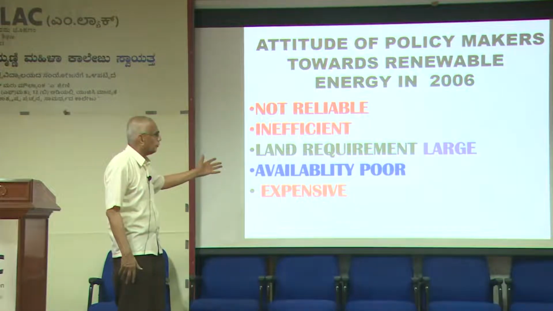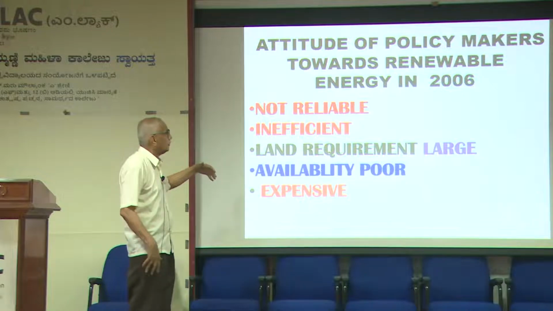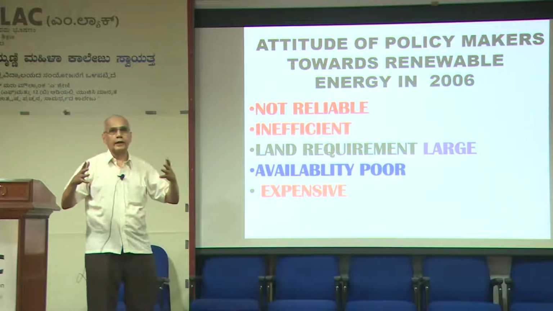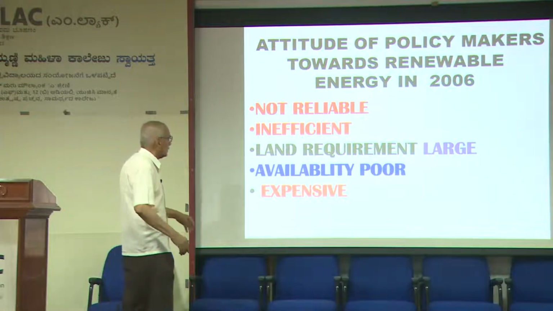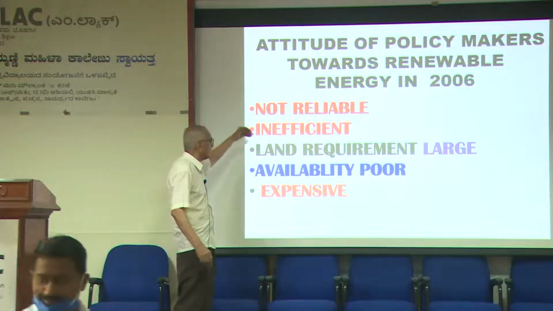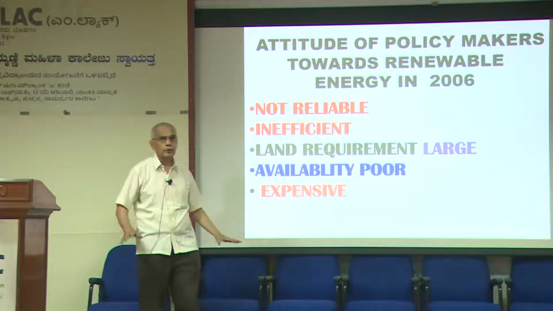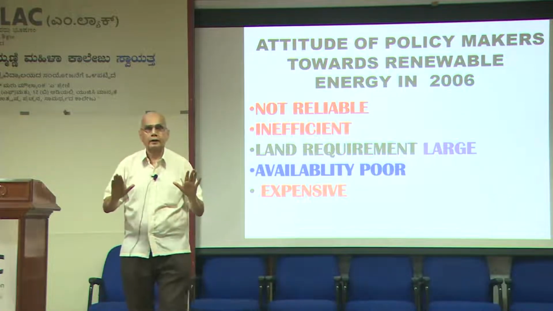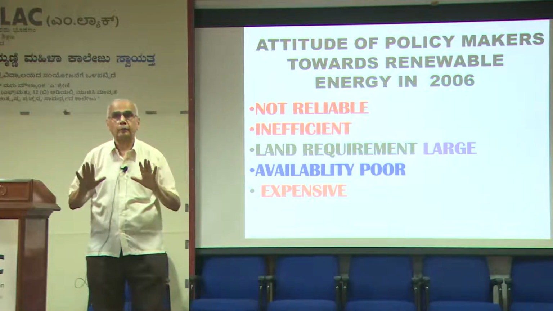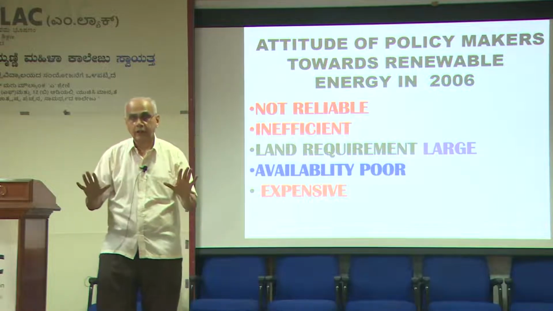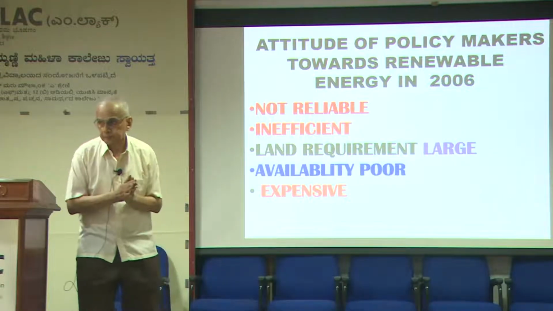About 10, 15 years ago people thought that we cannot manage without oil, coal and gas. That's not true. People thought that renewable energy is not reliable, it's not efficient, it requires large land. All this is not true. Costs have come down. Today, entire India can be run on solar, wind and water. So there is a way out. It is not impossible.